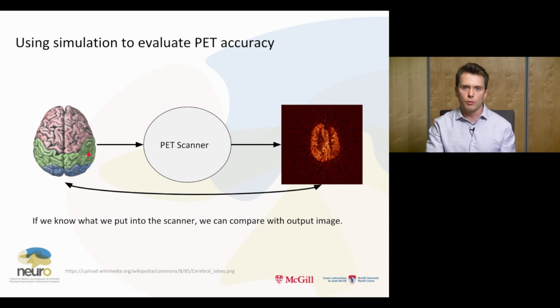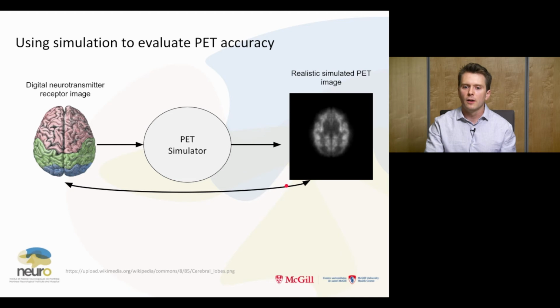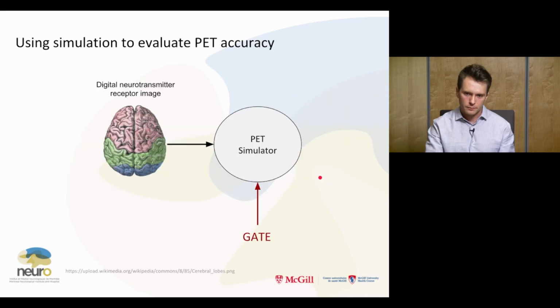Now, if we knew the ground truth of the radiotracer distribution, or the neuroreceptor distribution of the brain we put into the PET scanner, then we could do a direct comparison between that brain and the observed image. But that's a difficult thing to do. So instead, we can take a digital image that represents neurotransmitter receptor distribution, put it into a program that does PET simulation, and then get a realistic simulated PET image out of that. Fortunately, there are several PET simulators that exist and that are freely available. The one that I'm using is called GATE.